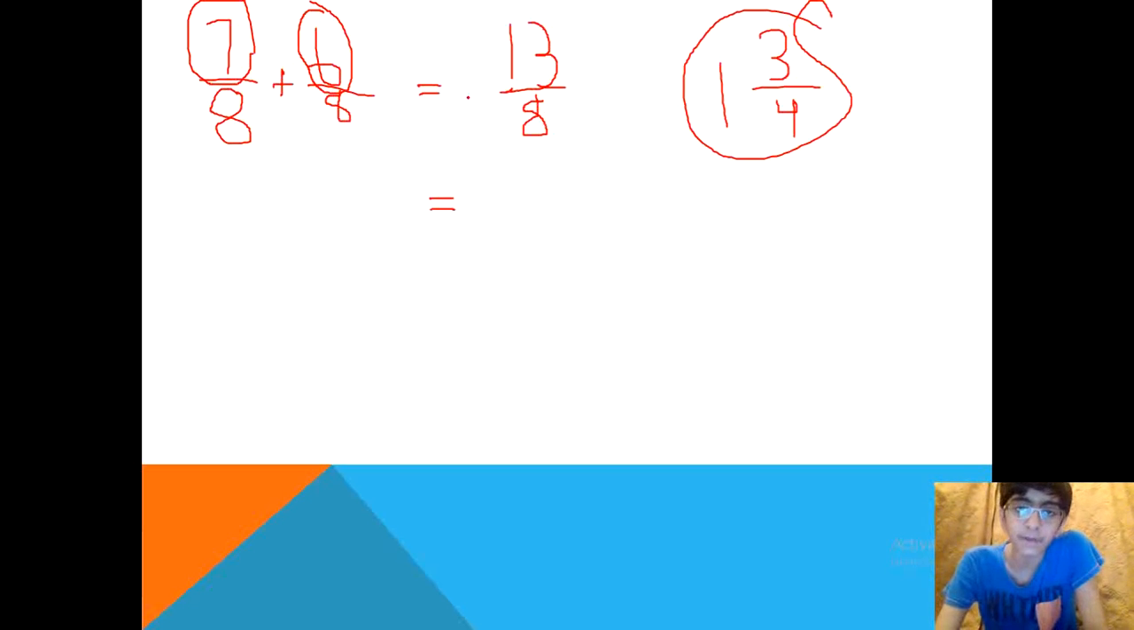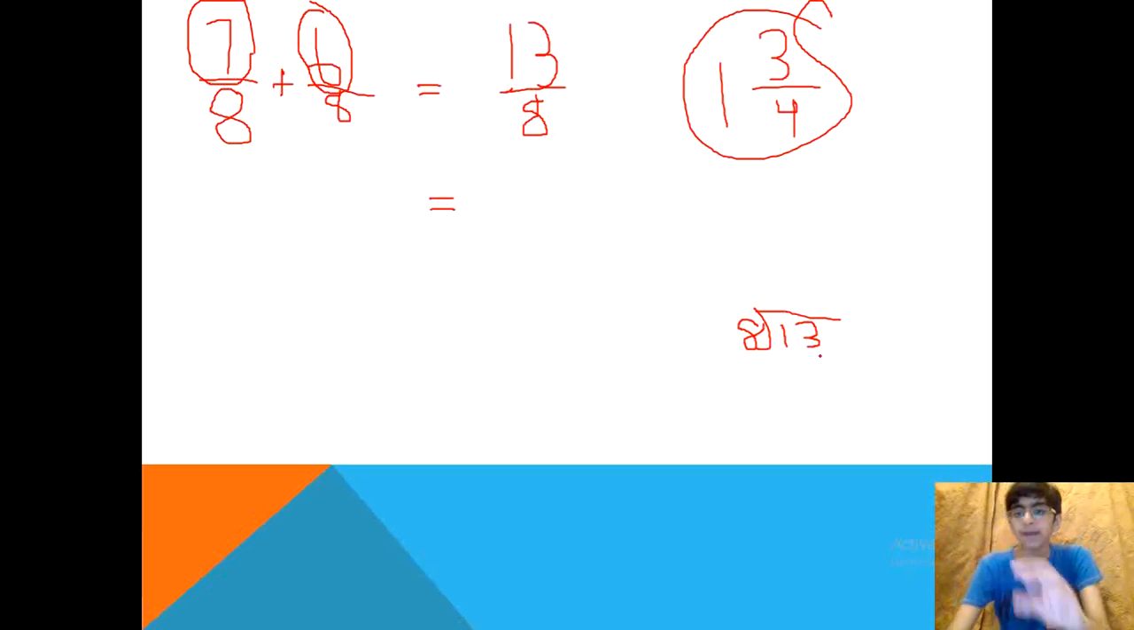So now we are going to convert it into a mixed fraction. So how do we do it? First we divide 13 by 8. Now that is going to be quite easy because the answer is going to be 1 with our remainder. So 8 here. Now we can't divide 8 by 1, so we'll put a 0 here, and 1 minus 0 is 1.